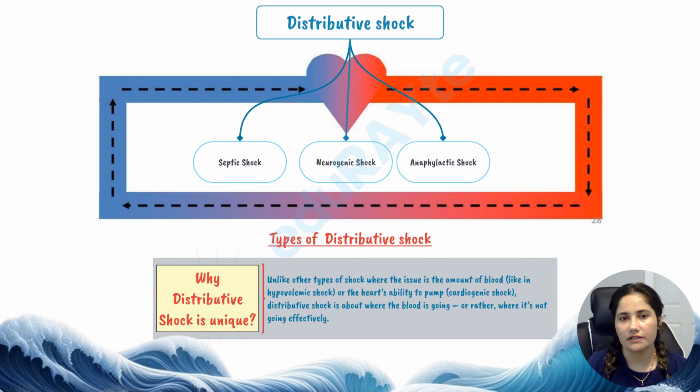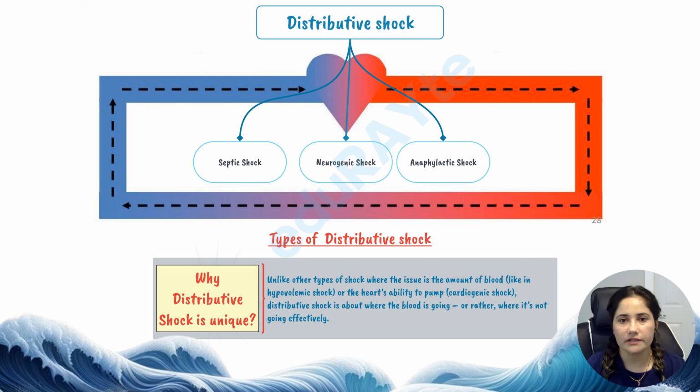Distributive shock occurs when there is a problem with the distribution of blood flow in the body's circulatory system. It's like having a perfect amount of water in the garden, but the watering system fails to distribute it evenly to all plants. Now, why is distributive shock so unique? Unlike hypovolemic shock, where there is a physical loss of blood volume, or cardiogenic shock, where the heart fails to pump effectively, distributive shock occurs even though there is adequate blood volume.